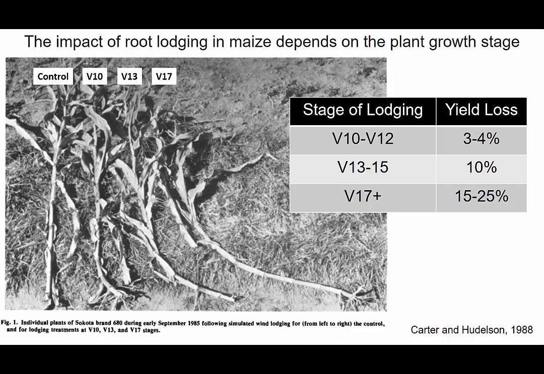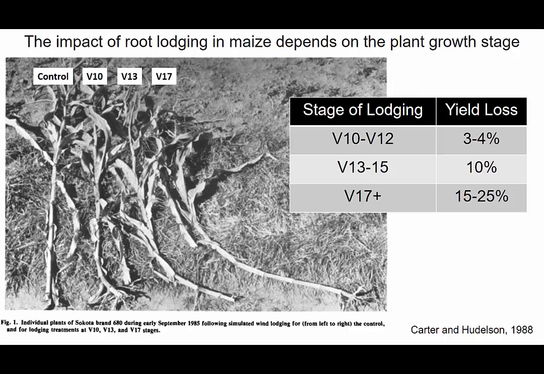So, of course, lodging is very difficult to assess what the impact would have been because you don't have a nice control field that stayed upright that would tell you what your yields would have been if your field hadn't lodged. So one group in the late 80s tried to do this by manually lodging corn plants. So they basically had a cornfield, and at different stages, they knocked the plants to the ground, and they asked, how does that impact my yield and the plants themselves?